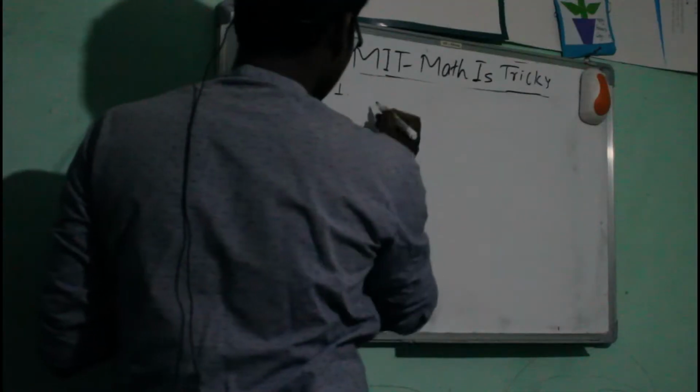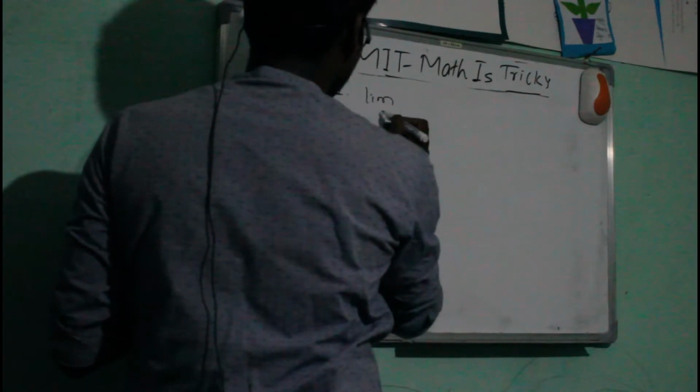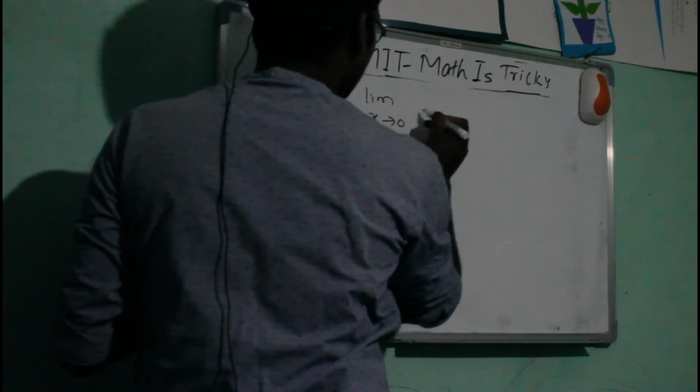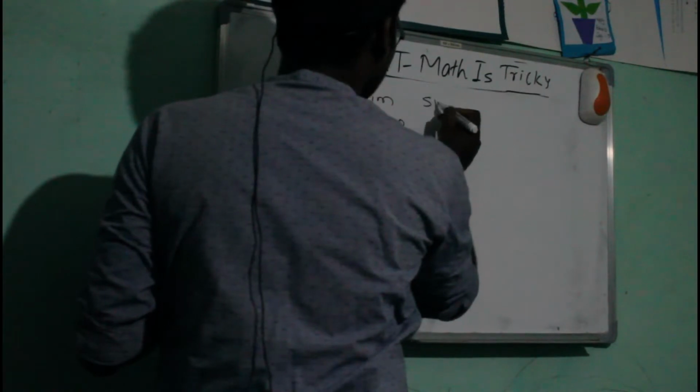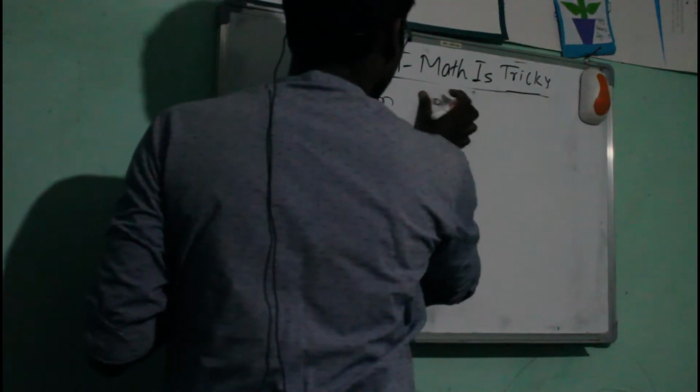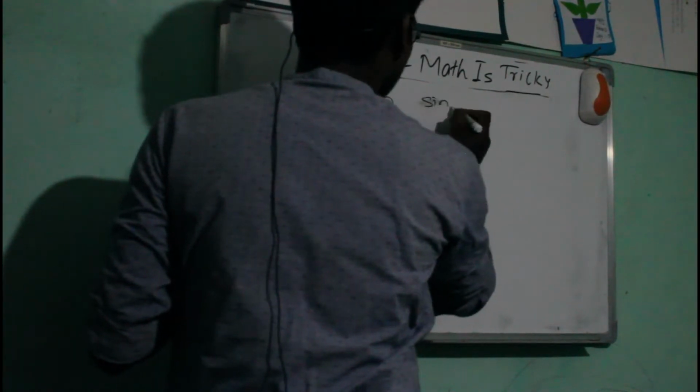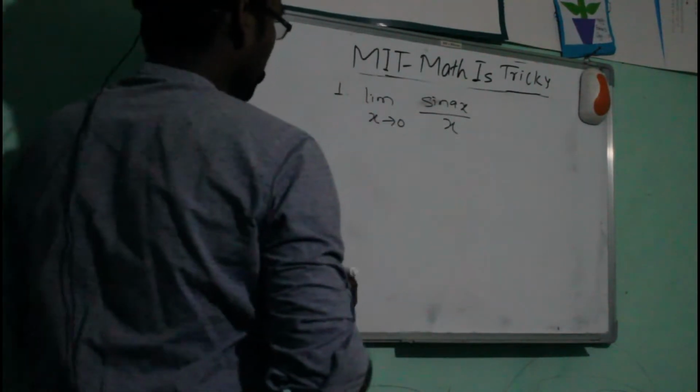Let's see the first question. Suppose the question is limit x tends to 0 of sine ax by x. Suppose you have to find the limit of this.